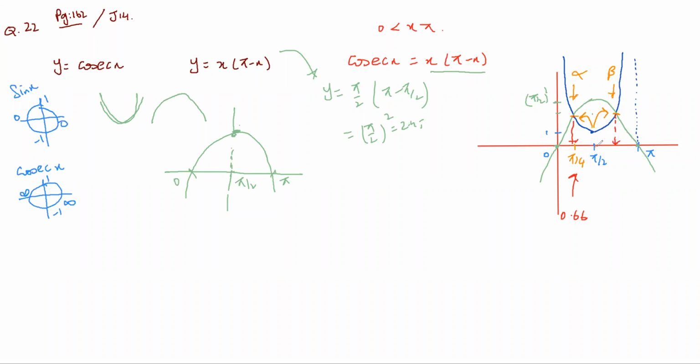Thank you very much. So basically we're using this concept of symmetry over here. The distance between pi by 2 and alpha has to be the same as the distance between pi by 2 and beta. So you find this distance, that is pi by 2 minus 0.66, and then you add that to pi by 2, that will be your beta. Do you have any question? That will be your beta over here. That was the most interesting part in this question.